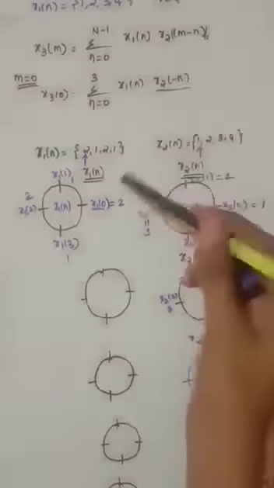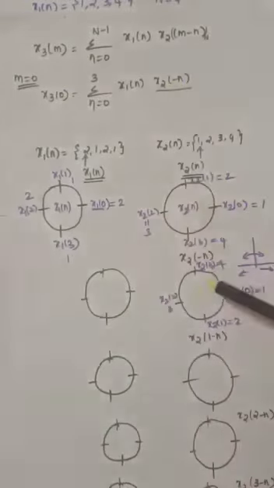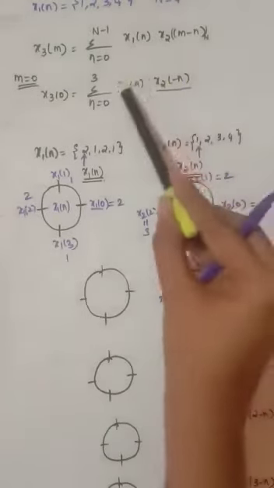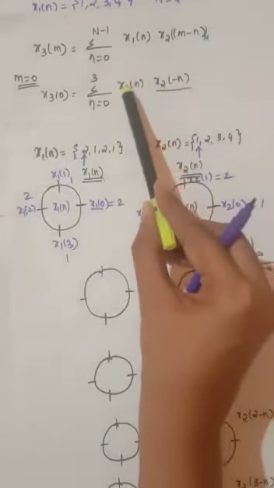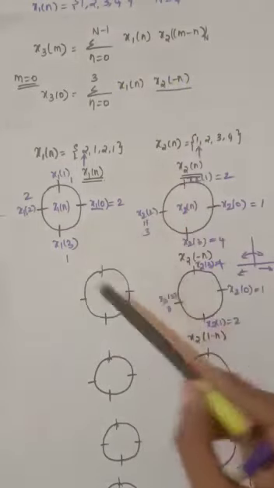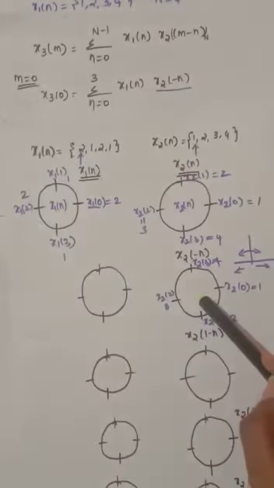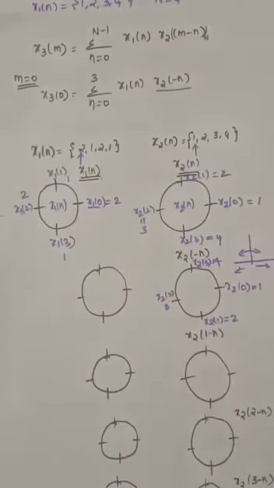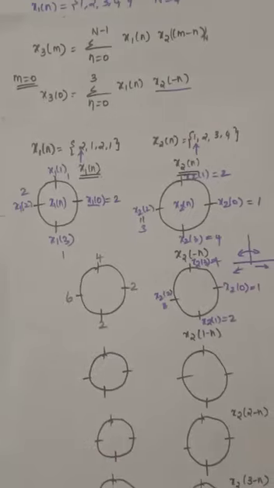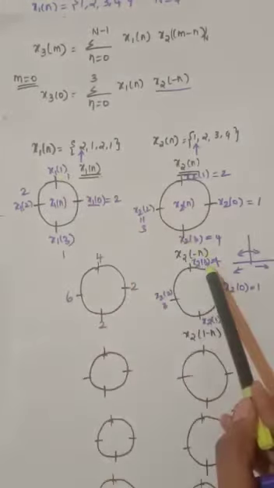So if we want to find x3 of 0, I have performed this x2 of minus n. Then I need to multiply x1 of n and x2 of minus n, and then perform summation. Now I am going to multiply this x1 of n value with this x2 of minus n value and plot it here. When I perform multiplication, I multiply these two sequences.